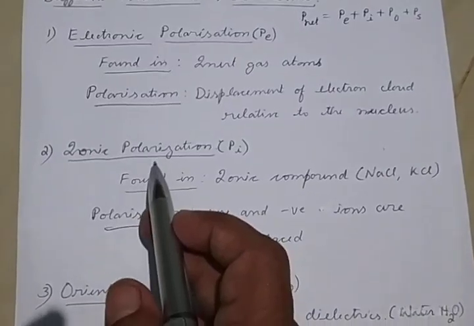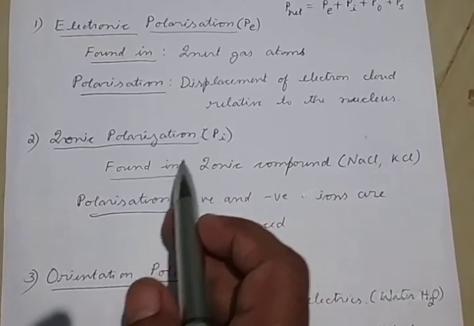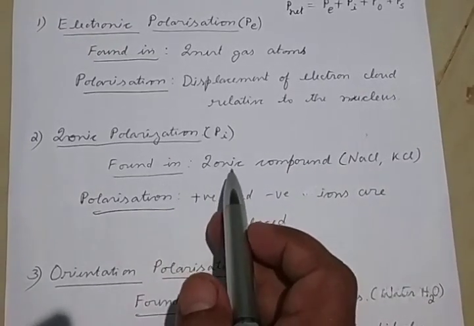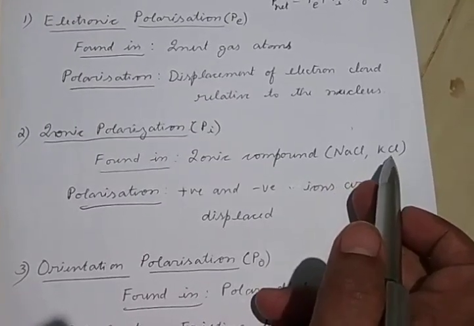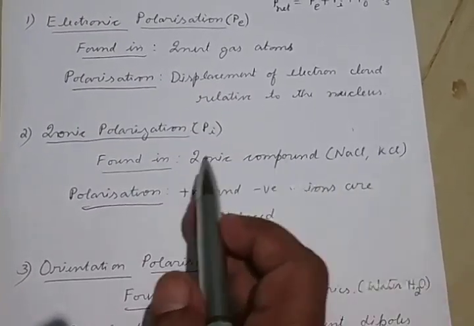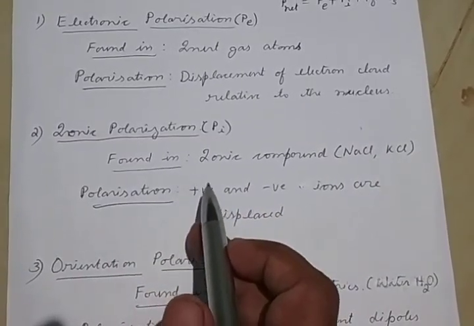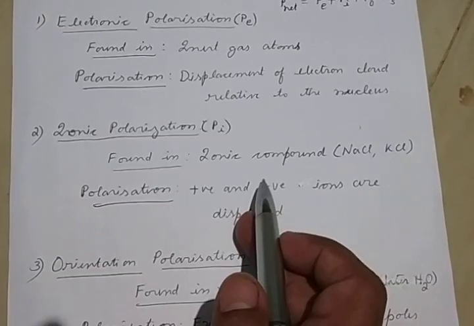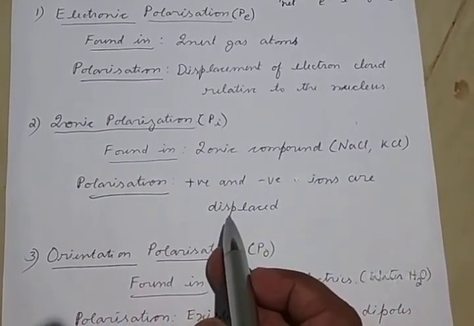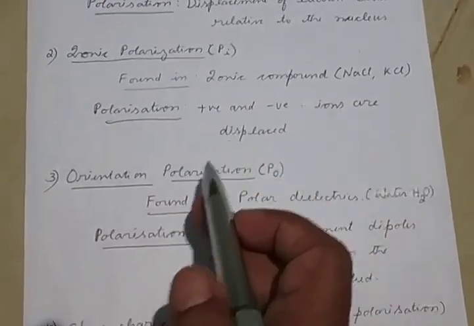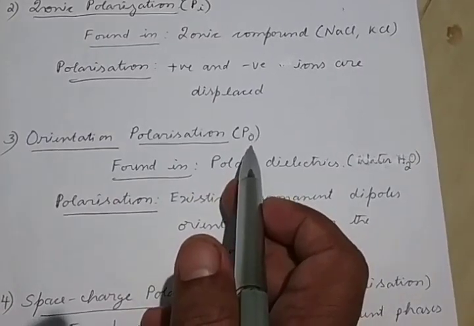The second type of polarization is ionic polarization, denoted by Pi. It is found mainly in ionic compounds, for example sodium chloride, potassium chloride, like this. So how does the polarization happen in this material? The polarization happens when the positive and negative ions in the ionic compound are displaced by the application of the external field.